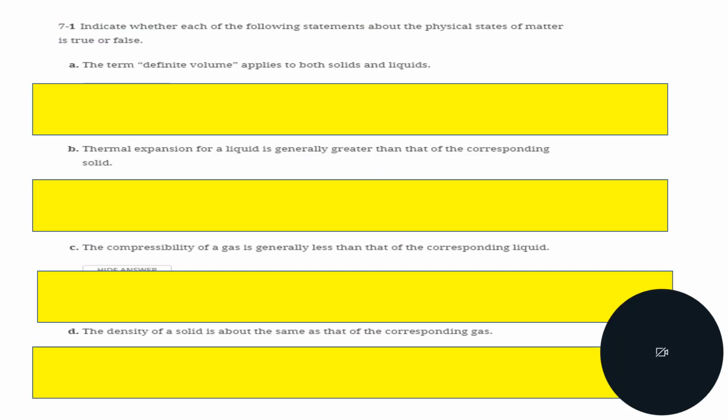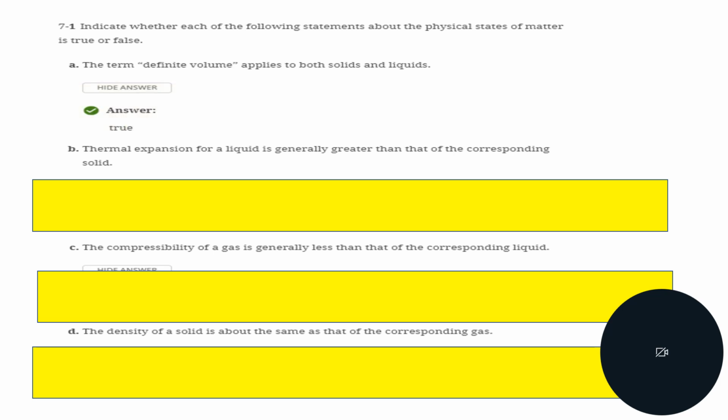Hello everyone. As always, I encourage you to pause the video, read the problem, and then look for the solution. So getting right to it, for A, the term definite volume applies to both solids and gases. That is true. Both solids and liquids have a definite volume.